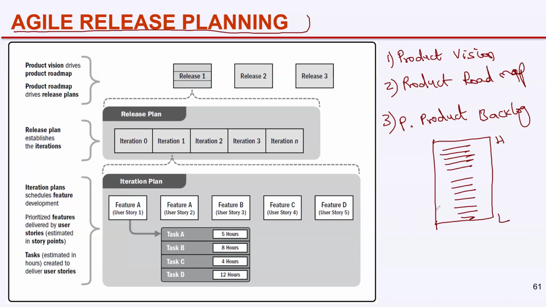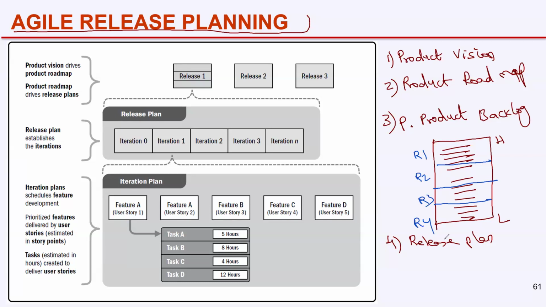Based on the prioritized product backlog, step 4, you will develop a release plan. Based on the vision, roadmap, and product backlog, you will develop a release plan. Releases are major outputs. Let's say these top priority items we will deliver in release 1. This is also high priority, release 2. Medium priority, release 3. Low priority, release 4.